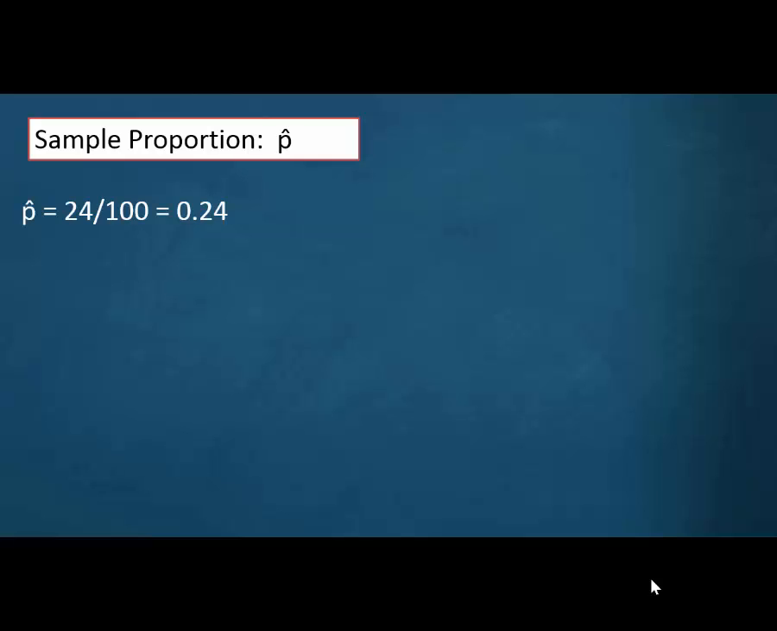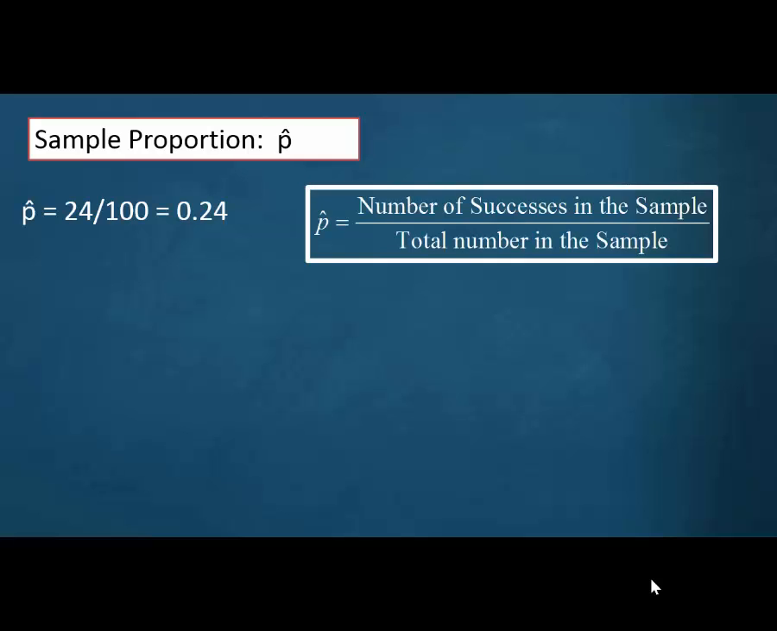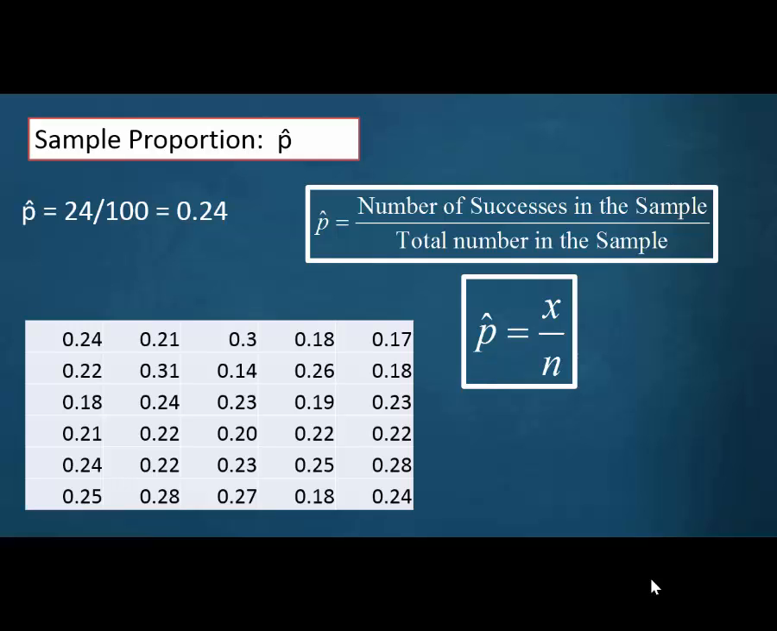So think of p hat similar to when we were looking at probability. That is, p hat is the number of successes in the sample divided by the total number in the sample, where a success was having a tattoo in this example. And this can be notated symbolically as p hat equals x over n. And here, everyone's sample proportion is listed in the grid.